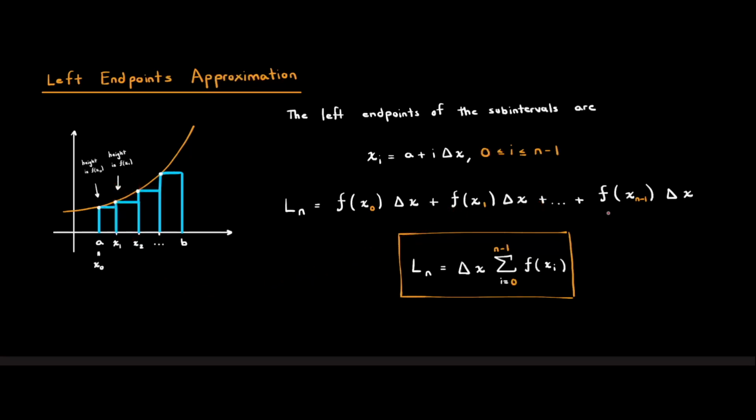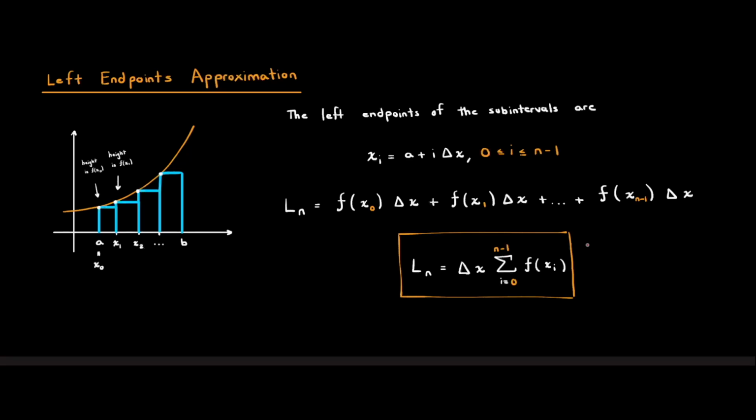And we keep doing this all the way to the last rectangle, where its width is delta x, but its height is going to be f of xn minus 1. And so when you multiply them, you get exactly the area of the last rectangle. Now you can factor out the delta x because it's a constant, and then write it in sigma notation like this. And so this left endpoint approximation is very similar to the right endpoint approximation. The only difference is the indices. Instead of going from 1 to n, we're going from 0 to n minus 1, because we want to include the very first endpoint, and we don't want to include the last one, but the second last one.